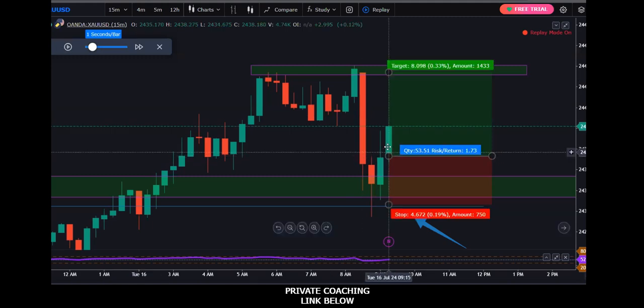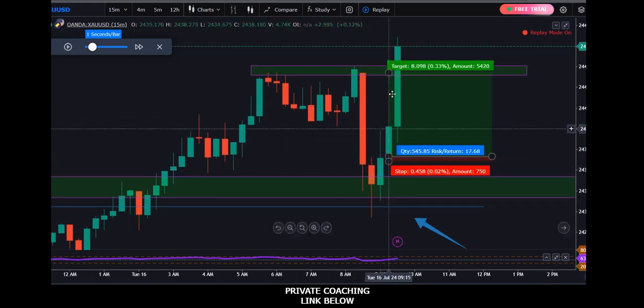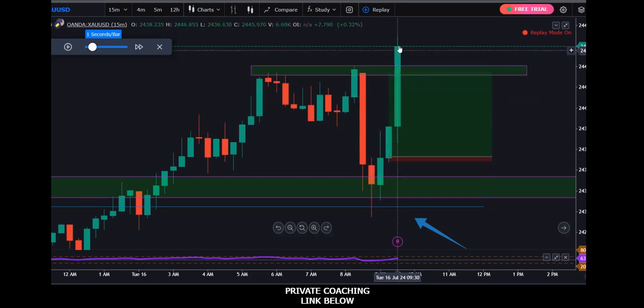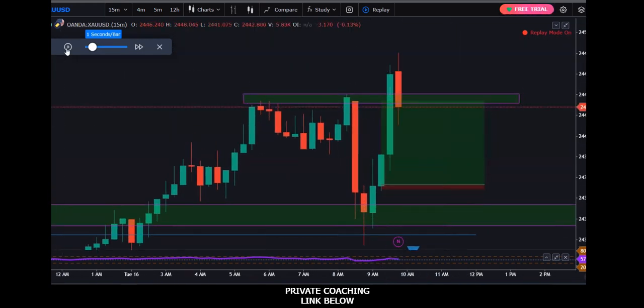Okay, so now you see price is automatically starting to go in our favor. Now you can start trailing your stop loss, okay, to keep your risk very tight. And the next candle just went straight into our TP and actually continued going up. Now let me forward and see.